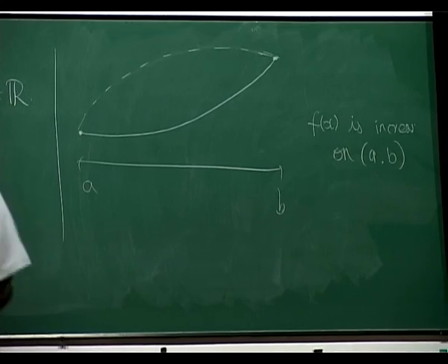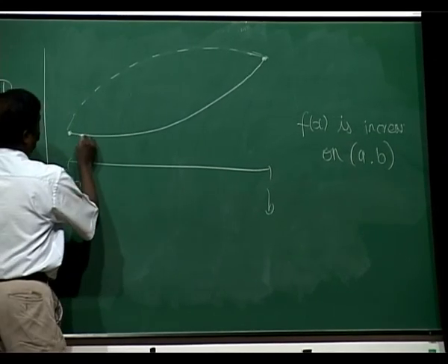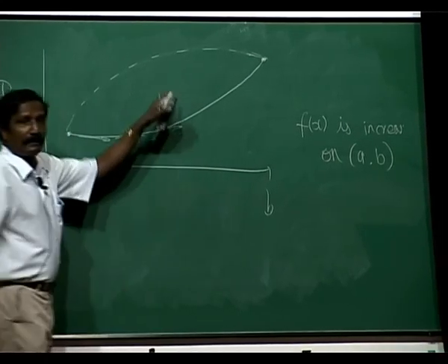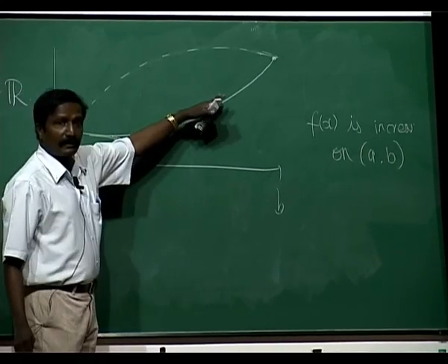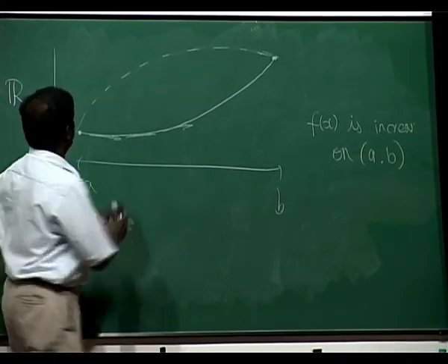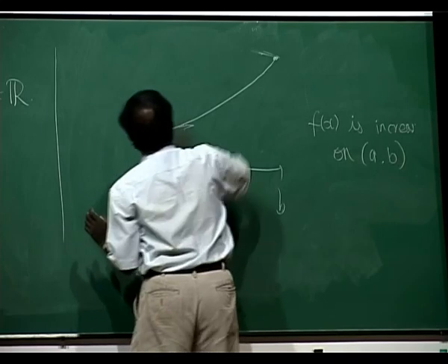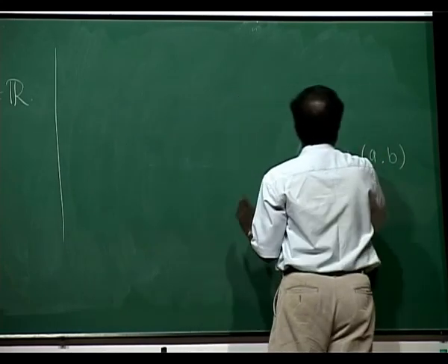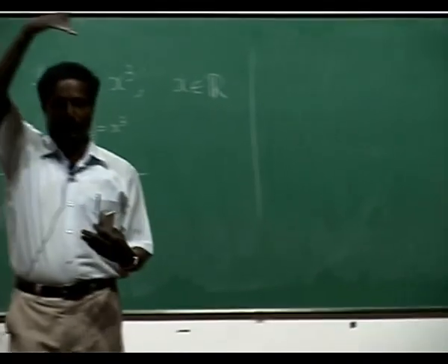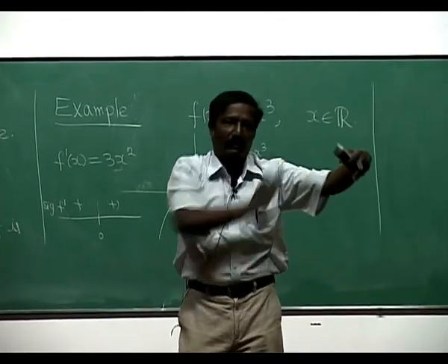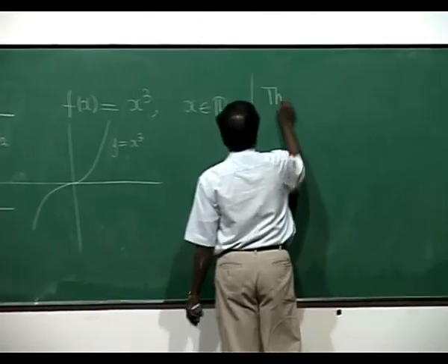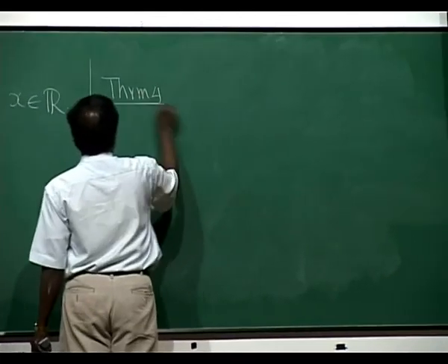So here the rate at which your slope is changing, the slope is increasing. Here it is decreasing. So the concept of concavity is very important in identifying whether it is going concave down or concave up. So let us have that theorem 4.